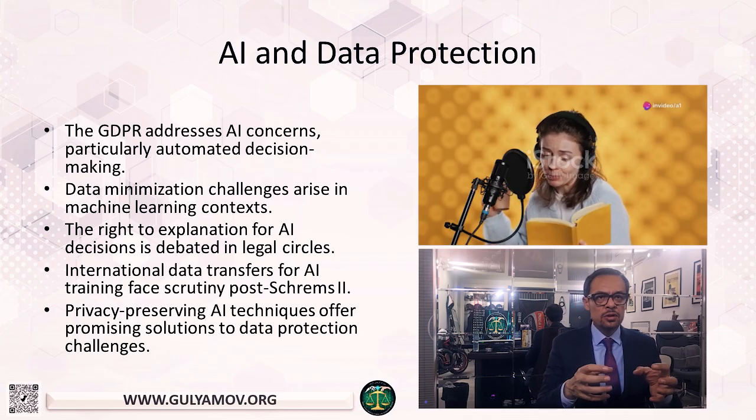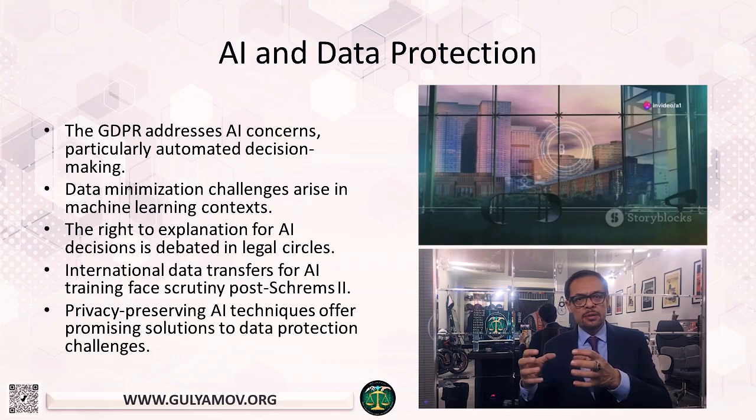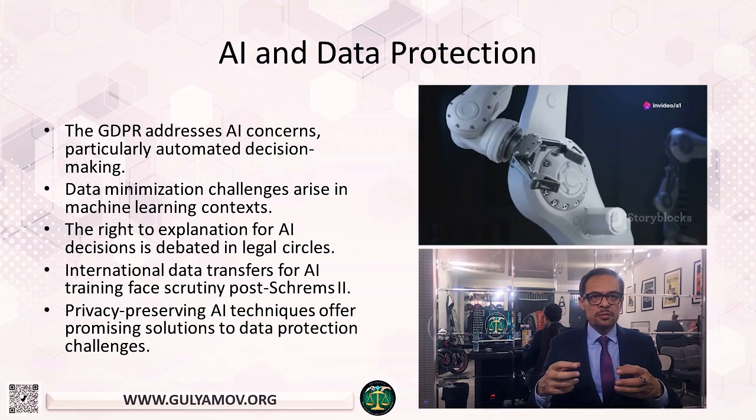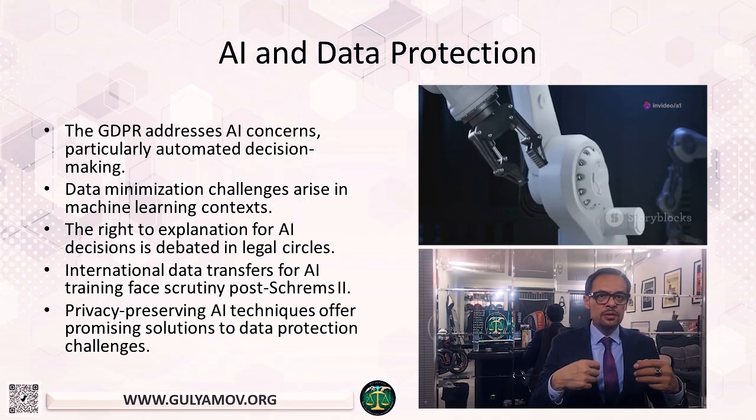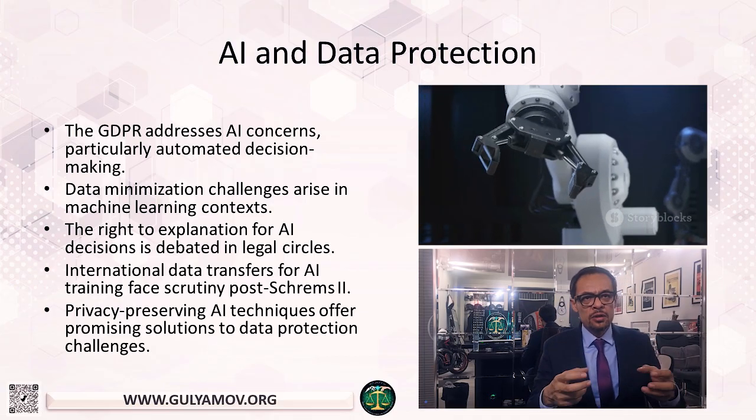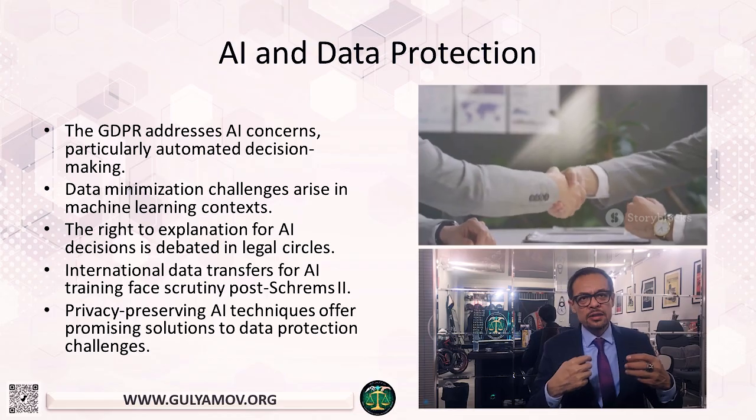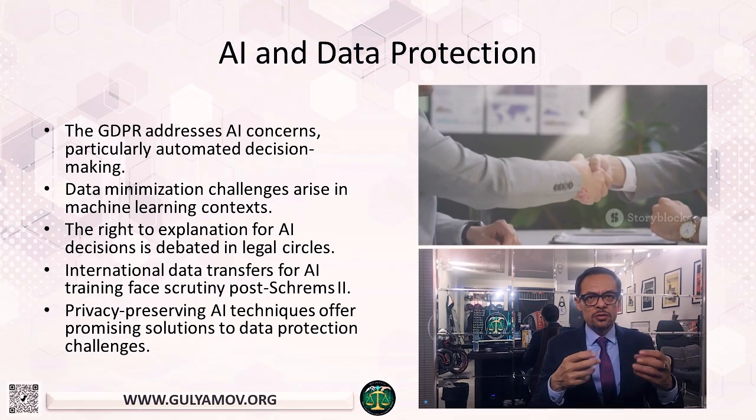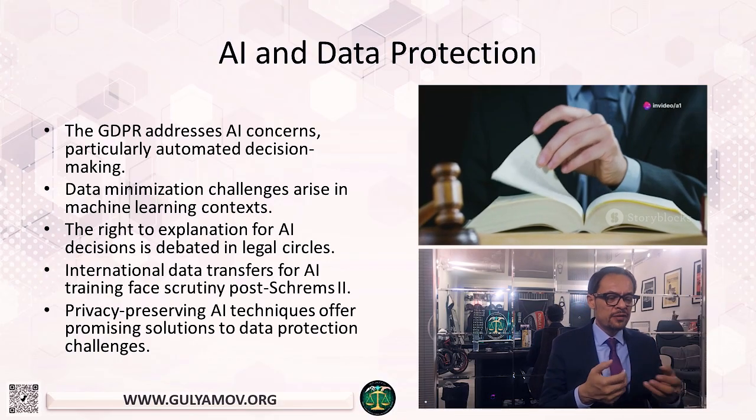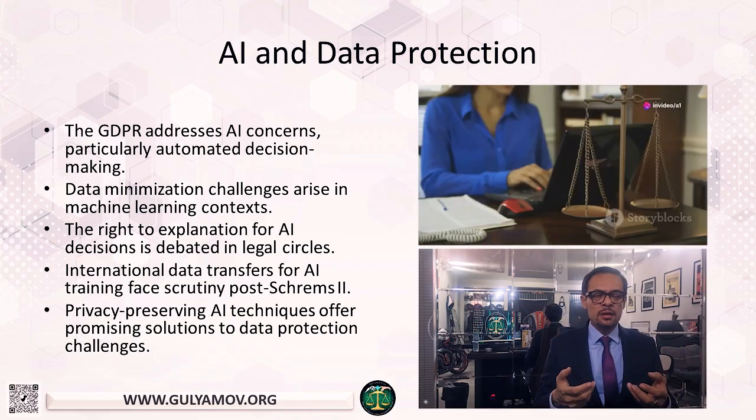Privacy-preserving AI techniques offer promising solutions, but their implementation remains challenging. As we navigate this intricate landscape, regulators must strike a delicate balance between fostering AI innovation and safeguarding individual privacy rights. This balancing act requires adaptive regulatory approaches that can evolve alongside AI technologies.